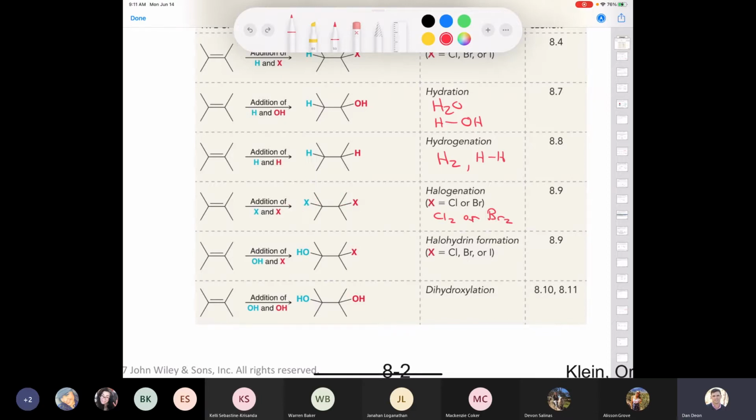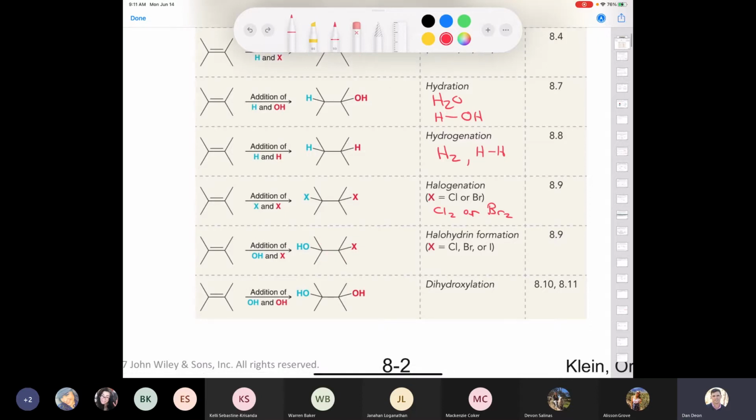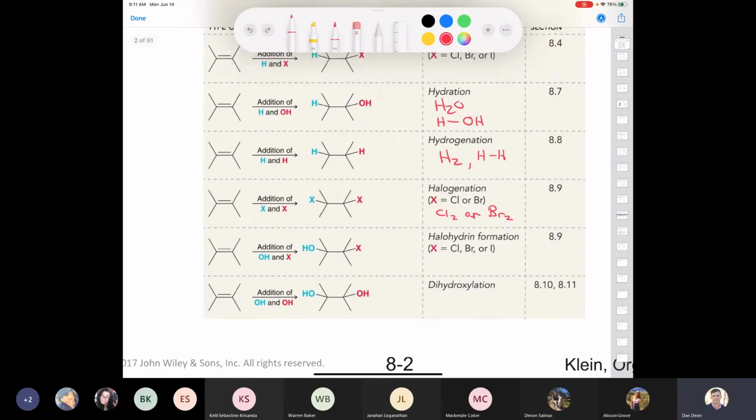The next one is a word that students tend to forget, but I'll remind you of that. It's halohydrin formation. It's where you add a halogen, either chlorine, bromine, or iodine, and a hydroxyl. It's kind of like you have an alkyl halide and an alcohol in the same molecule. So it's kind of interesting. And the last one is dihydroxylation. So you're adding two hydroxyl groups. And if you notice, dihydroxylation is actually covered in two whole sections. There's a good reason why we have two sections based off of one type of addition reaction, and we'll talk about that, of course, in a lot of detail. So there you go. Those are all the different types of addition reactions we're going to look at.